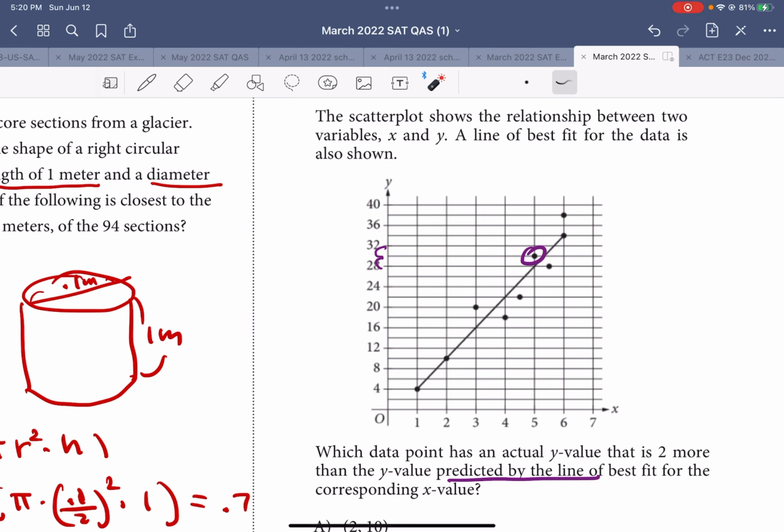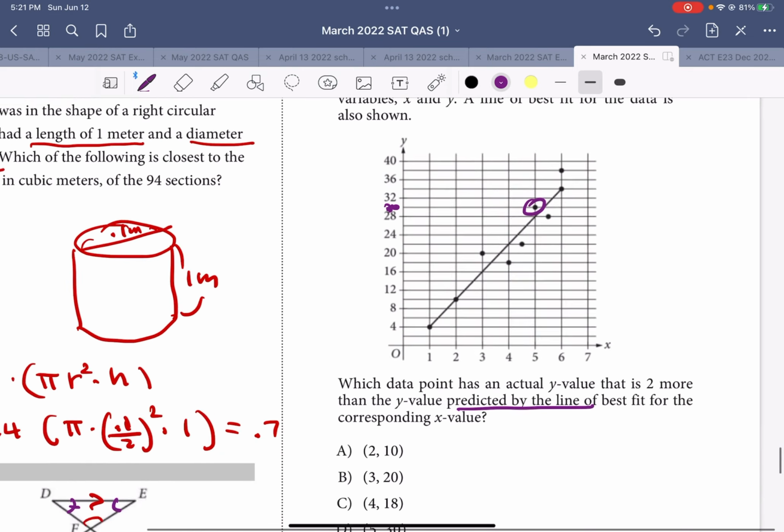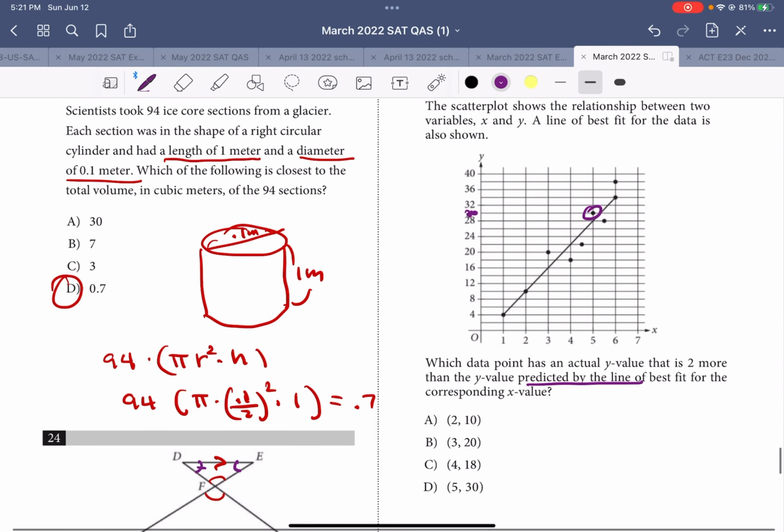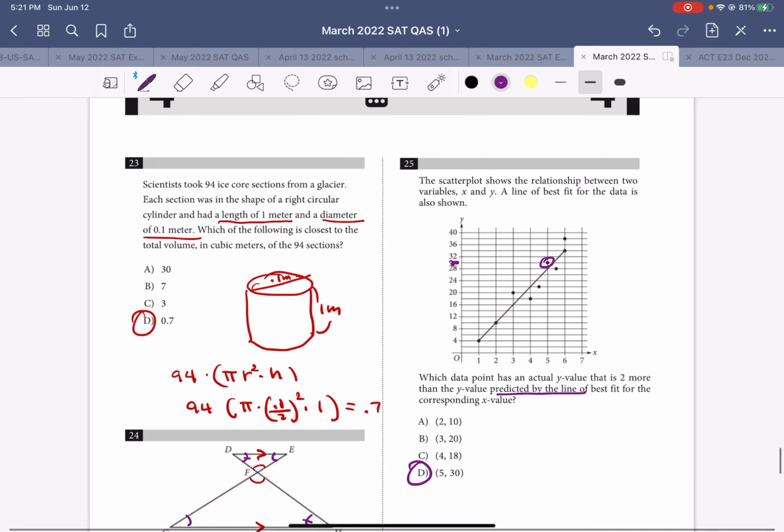If you look at here, that is actually 30, right? So 2 higher than predicted. So they talk about that one. That coordinate is 5 comma 30. So the answer is D. You have to be careful when you read this one. Each grid here is 1, but each one here is 2. It's a kind of misleading graph because the grid values are different in x and y. Yep, you have to be careful.